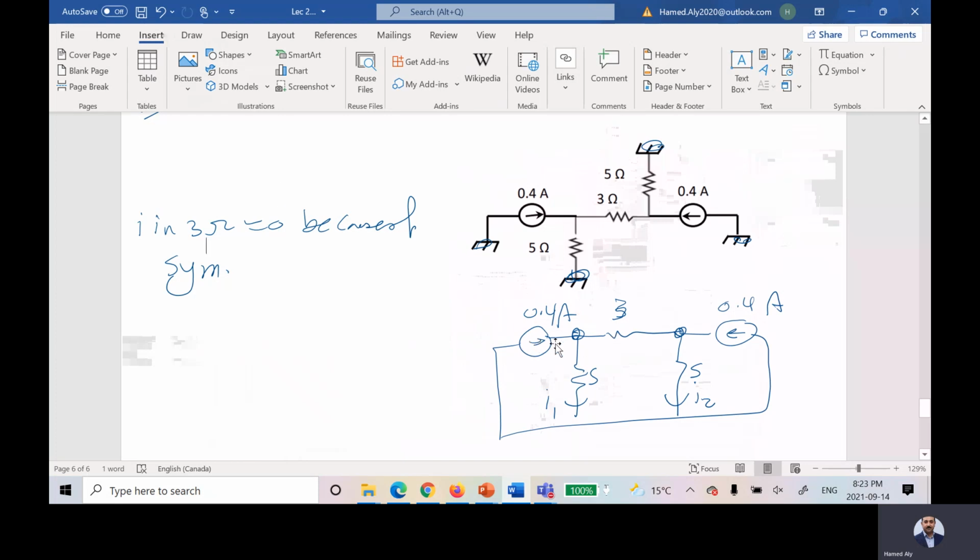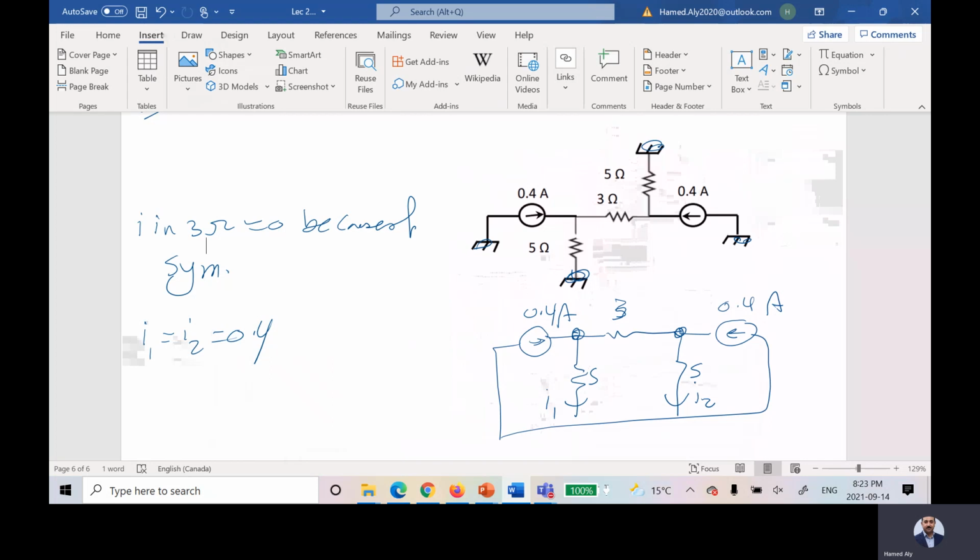And this current is 0.4. And this current is distributed between this one and this one. But the current in this one is 0. So the current in this one is, yes. And the current in this one is, yes. So I can say I1 is equal to I2 is equal to 0.4. I will not do anything. But if you would like to solve the problem, you can.